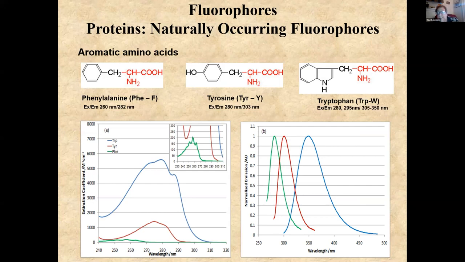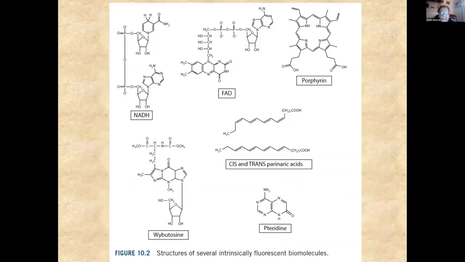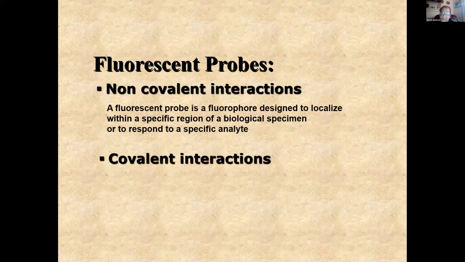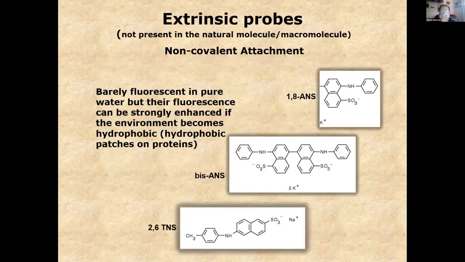And here we see on the right the normalized emission spectrum of tryptophan, tyrosine and phenylalanine. So we can also separate to some extent based on the emission properties. Going back. Extrinsic fluorophores are synthetic dyes or modified biochemicals that you can add. And there are usually two categories here too. Non-covalent, where it's put in and it goes to a specific region or binds to something specifically, and covalent, where we specifically attach it to a molecule of interest.